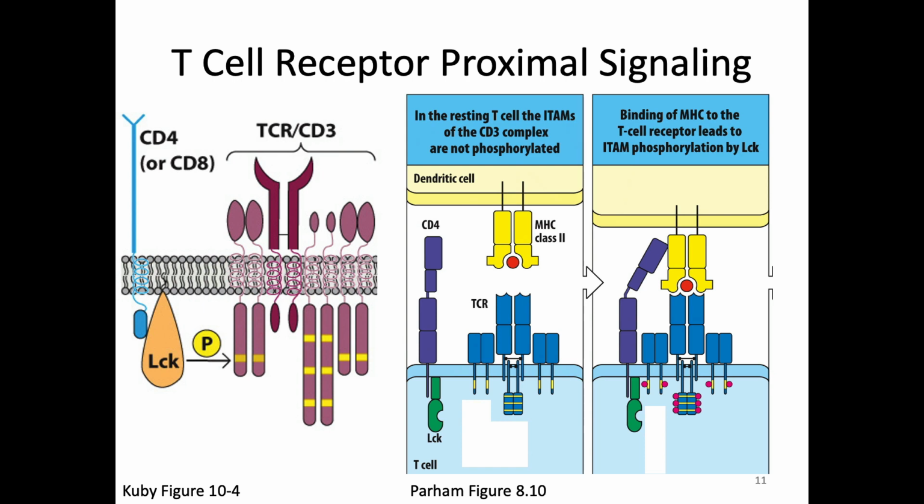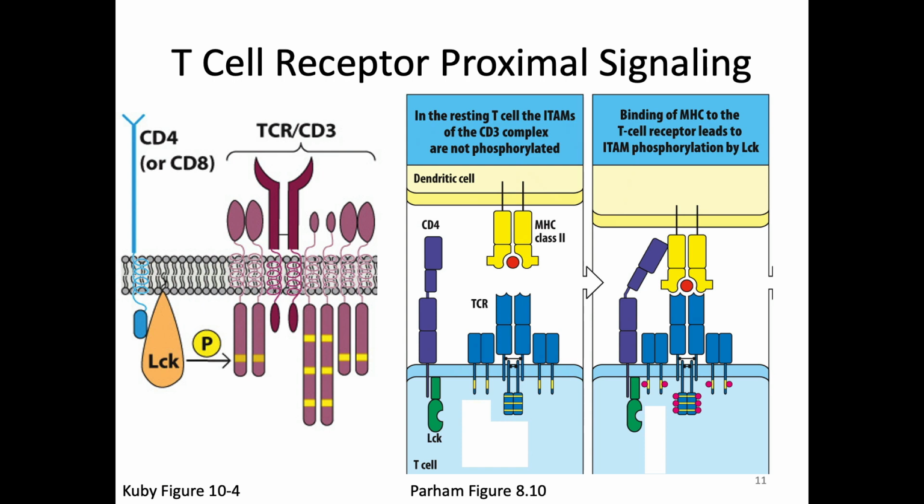So note that we have our T cell with TCR and CD3 on its surface. And we also have our CD4 in this case, or CD8 on the surface of the cell. And these things are diffusing around and are not next to each other. Remember that CD3 has these ITAM motifs in its cytoplasmic domain that contain tyrosines that could get phosphorylated.